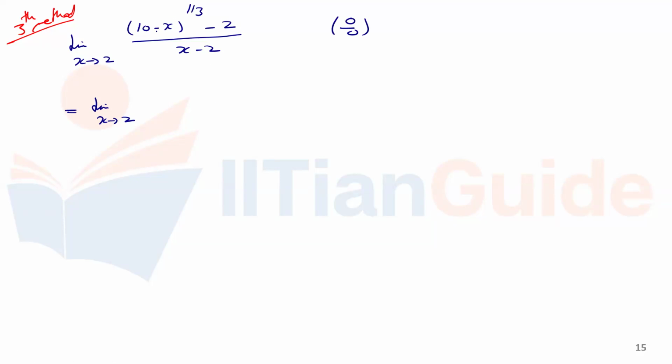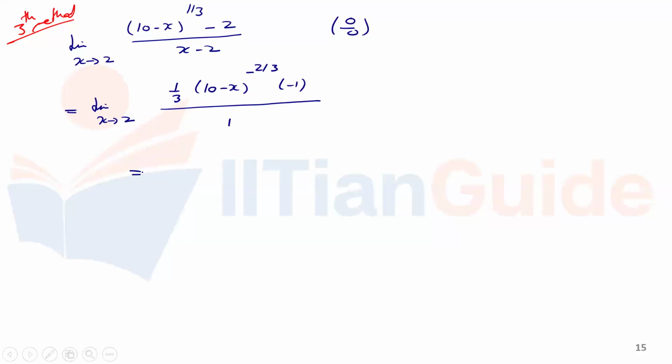I will differentiate the numerator, (10 minus x) by 1 by 3. If I differentiate x to the power n, that gives n x to the power n minus 1, so that gives me 1 by 3 into (10 minus x) to the power 1 by 3 minus 1, that is minus 2 by 3. I will differentiate 10 minus x, that will give me minus 1. d by dx of constant 2 is 0. d by dx of x is 1. Now put x to be 2.